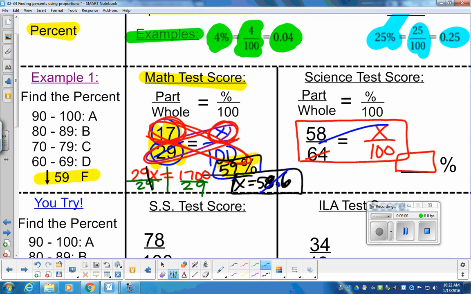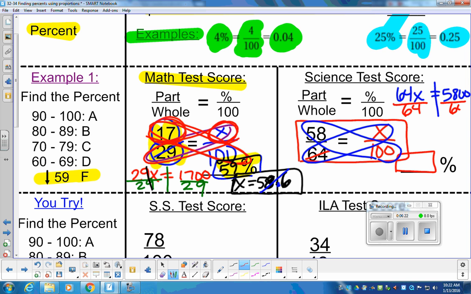You still should be multiplying these: 64 times x equals, and you should still be multiplying the other diagonal, which is 5,800. You just don't have to show all the steps that I'm showing in blue right now. Divide by 64, copy, paste. You get 1x equals, so that's 5,800 divided by 64. When rounding to the nearest whole number, I have 90.6 coming out of this percent. Rounding to the nearest whole number, you should have 91%, which is an A according to the grading rubric over here on the left. You got an A on that science test.